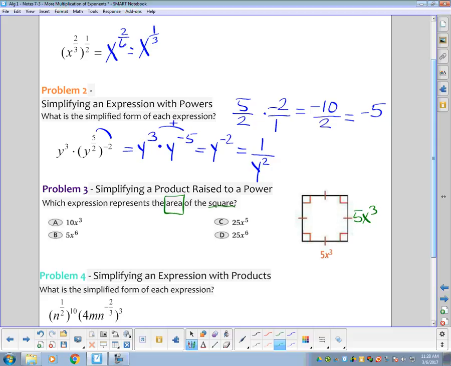How do I get the area of a square or a rectangle? You multiply length times width. So 5x to the third times 5x to the third. What do I do with the 5s? And how many x's do we have? 25x to the 6. Very good. Questions on that one? And cross off the bottom one.